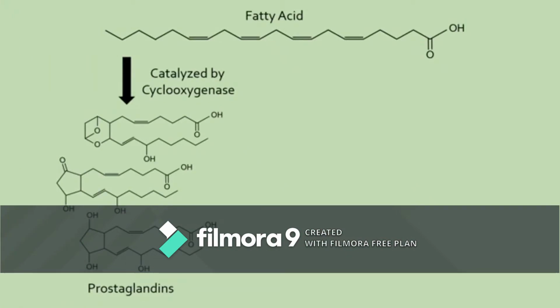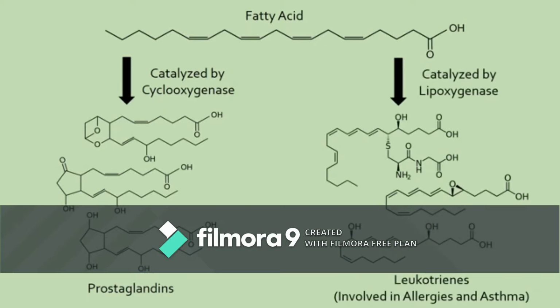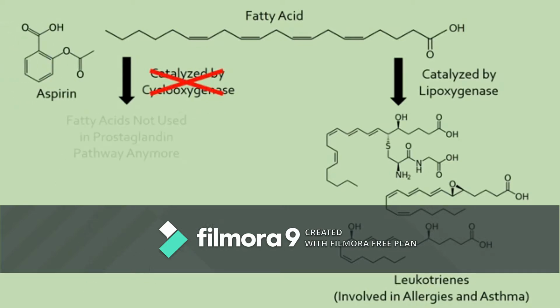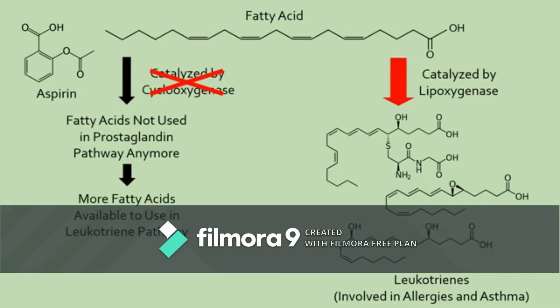Some other possible side effects of aspirin include worsening of asthma in some asthmatics. Another family of fat-based molecules, called leukotrienes, can also be formed from fatty acids cleaved by phospholipase A2. These leukotrienes cause narrowing of airways and more mucus production, making breathing difficult. When cyclooxygenase is inhibited, there are more fatty acids available to be converted into leukotrienes, which sometimes exacerbates the symptoms of asthma.